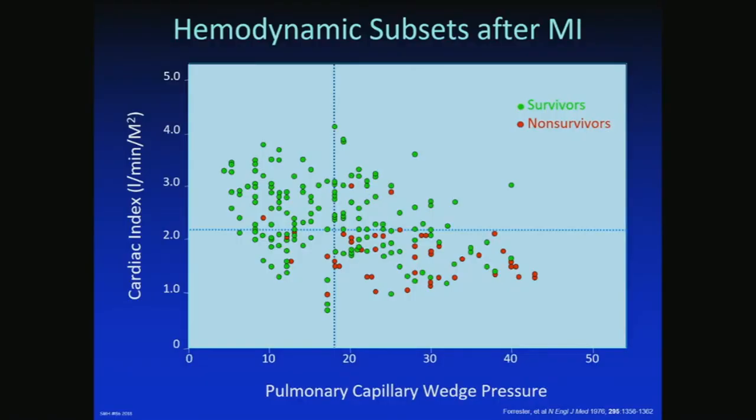So let's talk a little bit about hemodynamics. This is the classic hemodynamic subsets after myocardial infarction. This is cardiac index here and pulmonary capillary wedge pressure. If your wedge is low and your cardiac index is low, you're okay. If your wedge is low and your cardiac index is high, you're okay. Lots of survivors. And if your wedge is high and your cardiac index is low, it's not okay. That's cardiogenic shock. So this is what people used to think about when they thought about cardiogenic shock. This is Killip class 4. This one's Killip class 1. And notice there's no right ventricle in there at all.